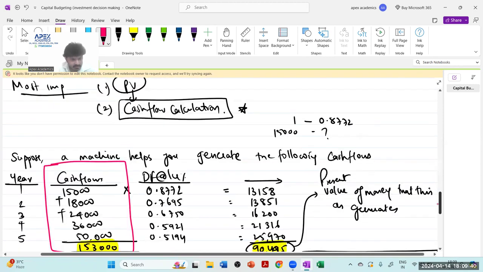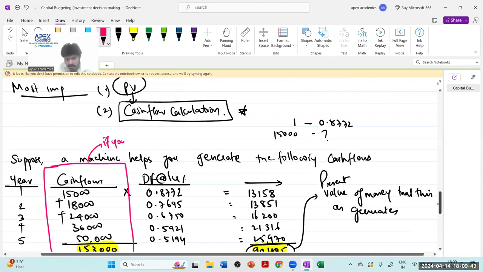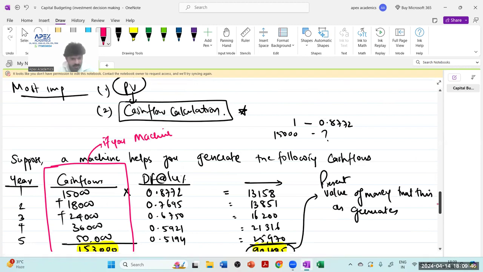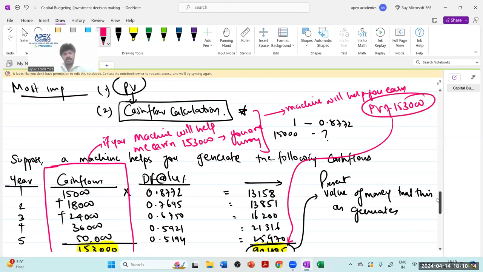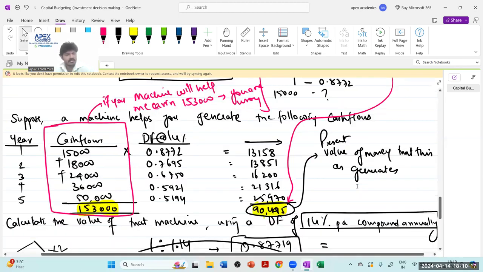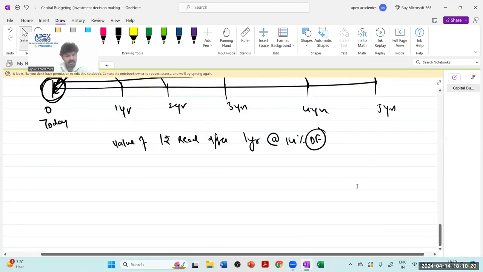Say machine will help me earn 153, you are wrong. Machine will help you earn present value of 153, boss. And what is the present value of 153? This much. 90,495. So obviously, now tell me one thing.